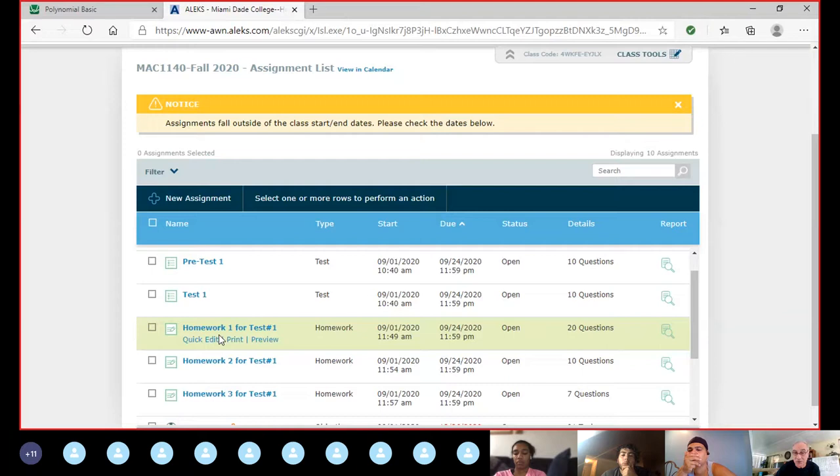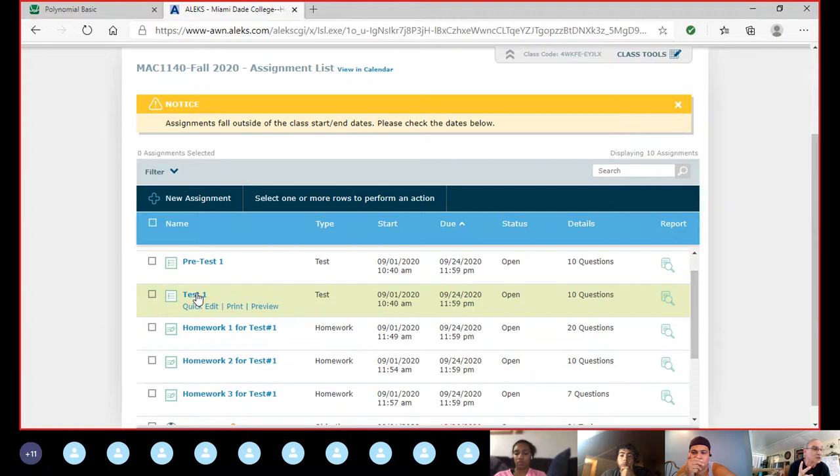Test number 1 you can take only 2 times, 2 attempts. And of course, when you take both attempts, Alex computes the overall grade of the test with the higher score. Because if the first time you get 70 and then you get 95, Alex considers 95.